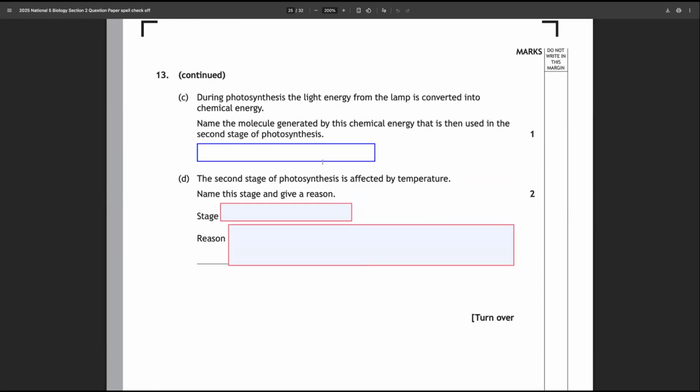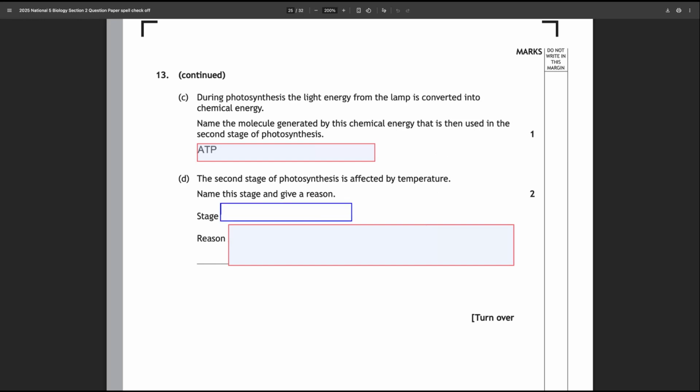Okay, during photosynthesis, the light energy from the lamp is converted into chemical energy. Name the molecule generated by this chemical energy that is then used in the second stage of photosynthesis. So again, this is a knowledge-based question. You should really have learned this, and it's a molecule that's quite common across the course. We talk about it a lot, which is ATP.